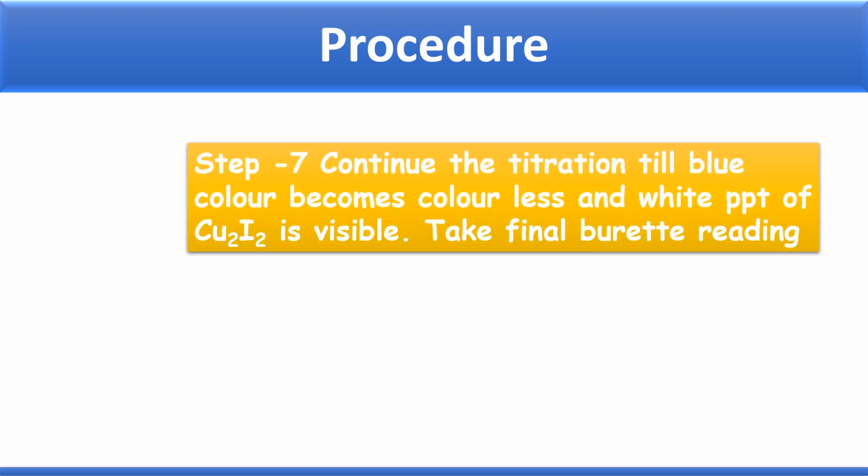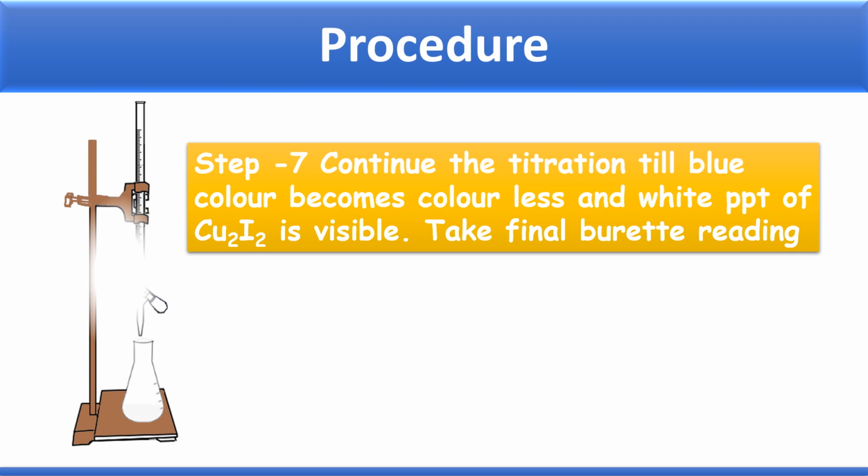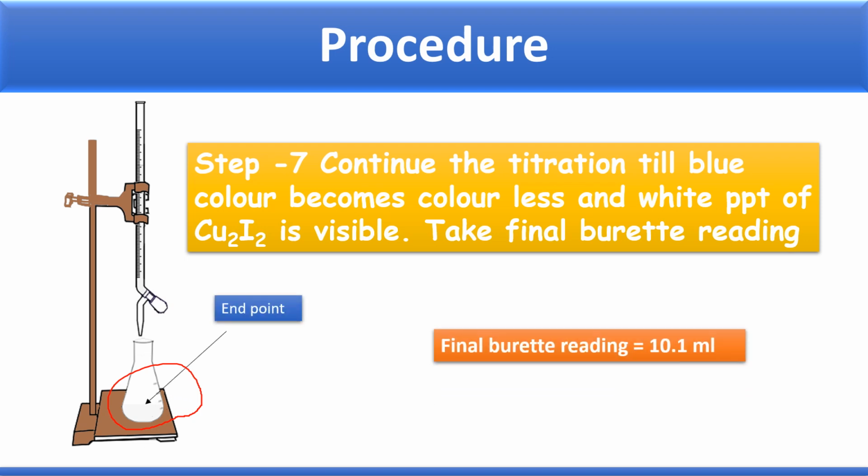Now step 7. Continue the titration till the blue color becomes colorless and a white precipitate of cuprous iodide is visible. Take the final reading. Now here you can easily see the blue color has disappeared and the white precipitate is now visible. This is the endpoint of the titration. Suppose this time your burette reading is 10.1. Suppose that is your final reading. So record or note down this reading.